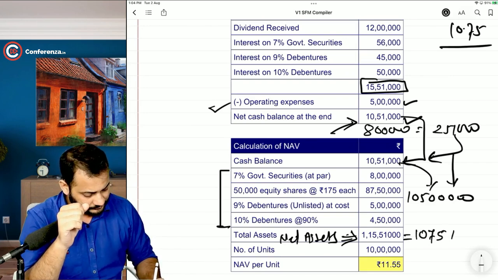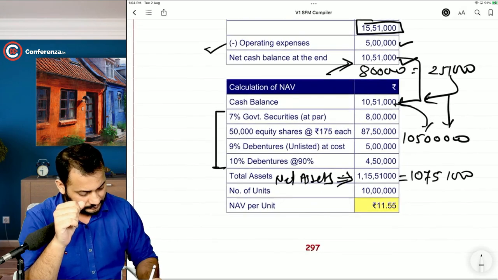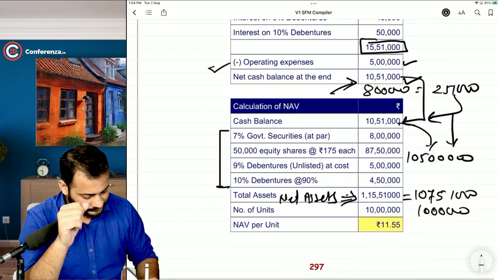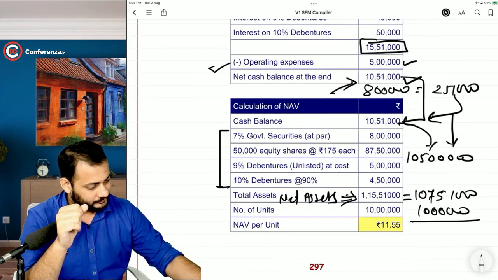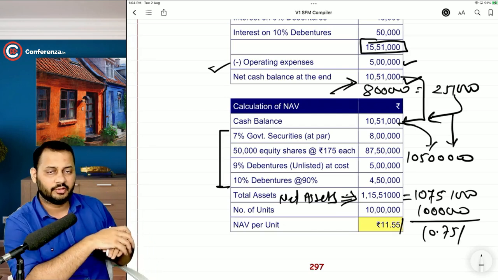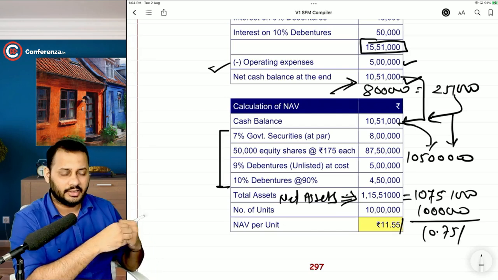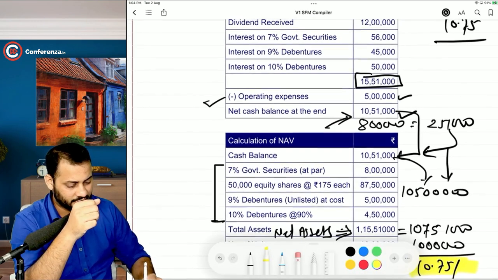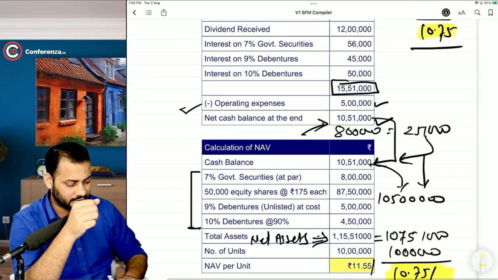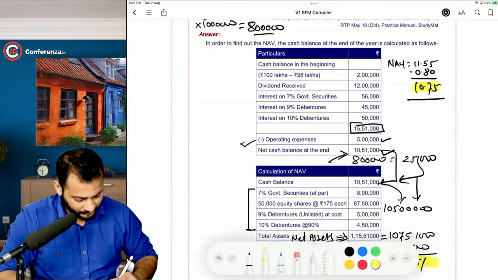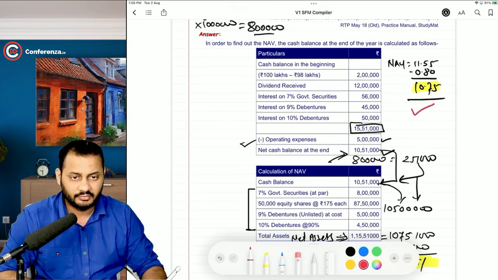So the net assets will be 1,07,51,000. Okay, divided by 10 lakhs, 10.751. It was also coming to 11.551, I think, and the final amount will be 10.751. So you consider it this way or that way, the answer will be same. And I think in order to reduce the calculation, you should follow this approach.